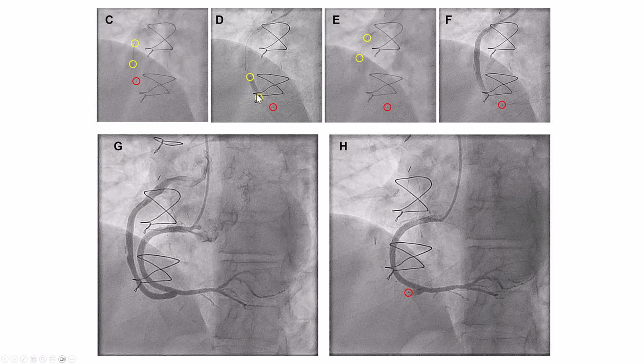And this is how it looks. The fragment is going down, and now we have successful occlusion of the flow through the saphenous vein graft.